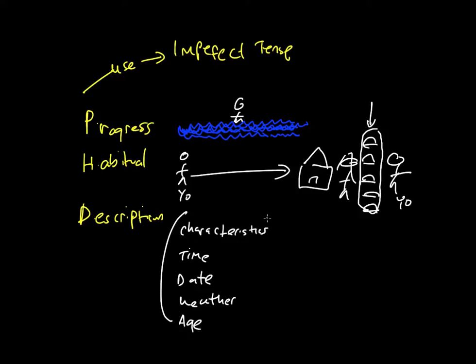Okay, so a characteristic. What does that mean? Well, let's pretend this person is short and this person is really tall. Okay, so we have bajo and alto are characteristics, so we would use the imperfect tense to describe someone or something in the past. Time, well, it's pretty much straightforward. Okay, so let's just draw a digital clock and the time is 3 o'clock. So if we're describing time in the past, we use the imperfect tense.